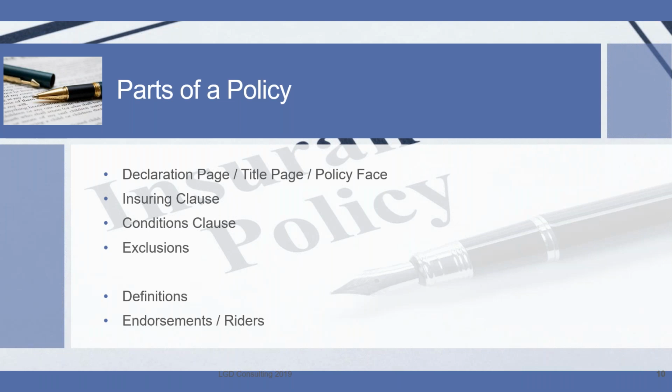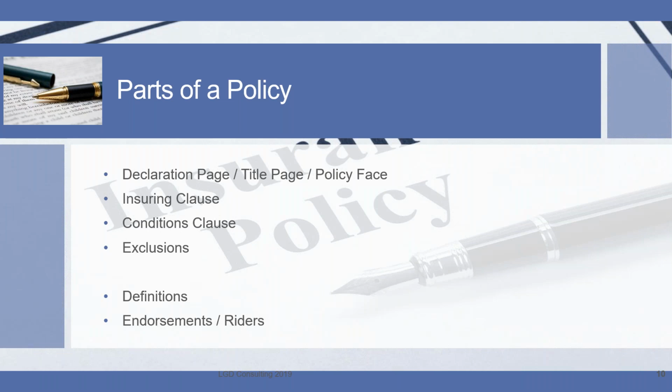Now, the insuring clause is usually part of that declaration page, right? And the insuring clause tells you what type of policy this is, right? The insuring clause will tell you you purchased a business owner policy. Or the insuring clause will tell you that you purchased a personal auto policy. So it just describes the type of policy. Now, you might see insuring clause or you might see insuring agreement. It's the same thing. Right?